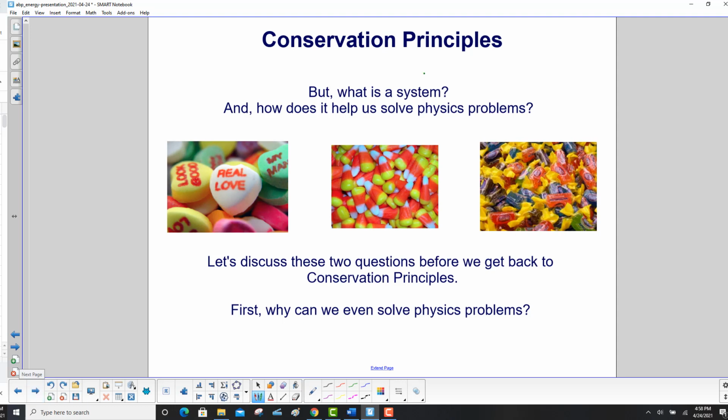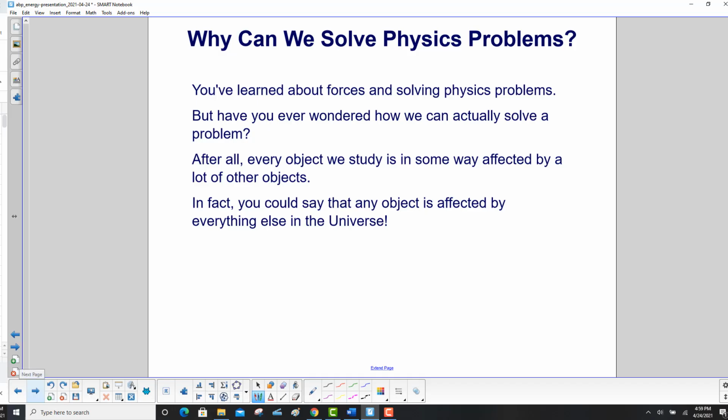But what is a system? And how does it help us solve physics problems? Let's discuss these two questions before we get back to conservation principles. First, why can we even solve physics problems? You've learned about forces in solving physics problems, but have you ever wondered how we can actually solve them? After all, every object we study is in some way affected by a lot of other objects. In fact, you could say that any object is affected by everything else in the universe.